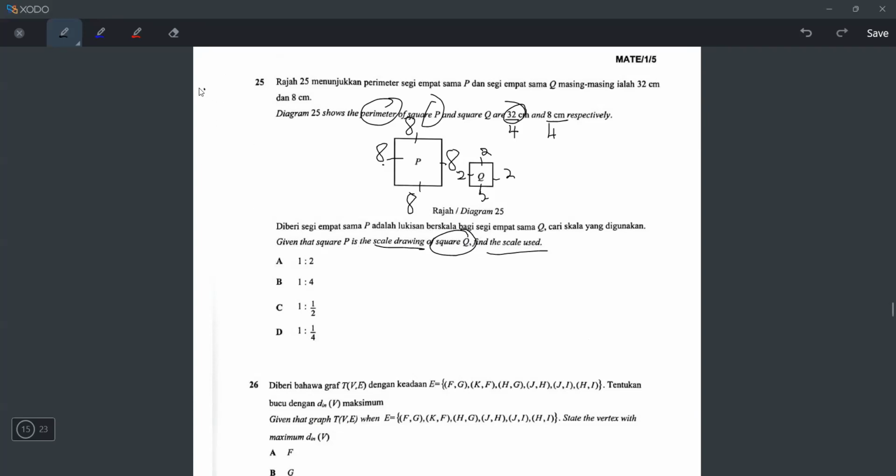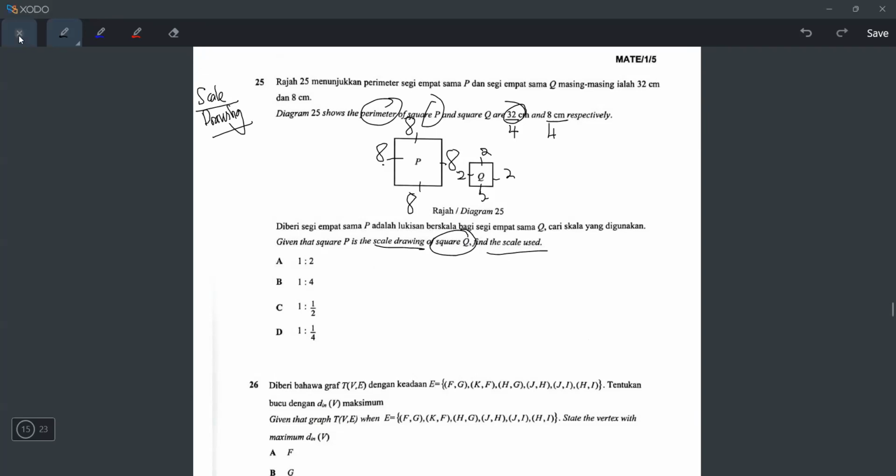This is under form 3, and this is under a topic called scale drawing. This is what you learn during lower form. You learn during form 1, form 2, form 3, not form 4, form 5. But maybe you forgot already, so I will tell you now how to do. So they want you to find the scale used, right? Okay, I want to teach you by using formula.